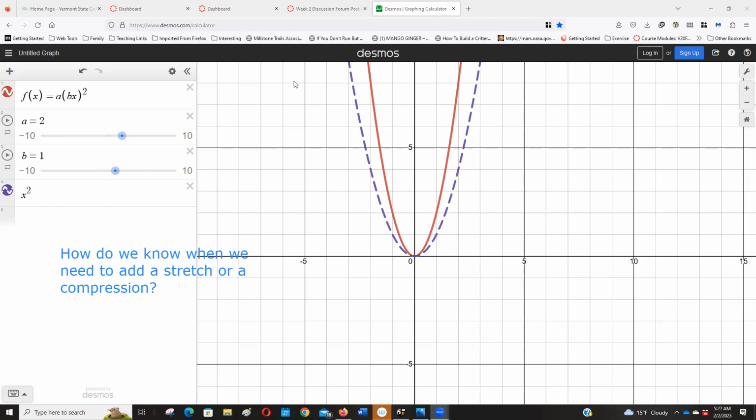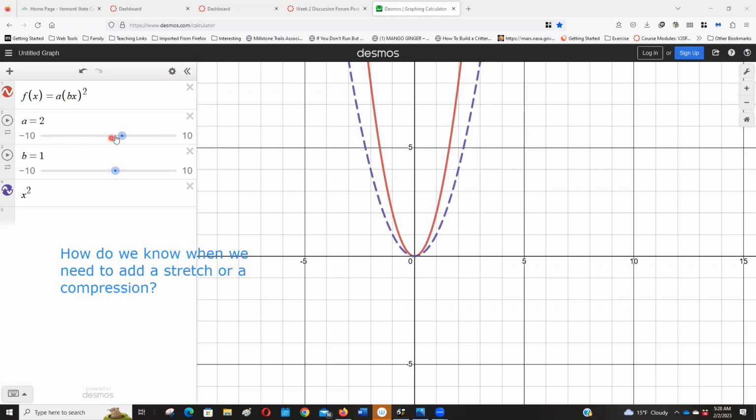Well, here, let me get a pointer going. When I go for x squared, if I go over 1, I go up 1. If I go over 2, I have to go up 4. But with this red graph, when I go over 1, I'm going up 2. When I go over 2, I'm going up 8. So you see how the y value is getting doubled? That tells me I have to have a 2 in front of it. Of course, you can see that I did.